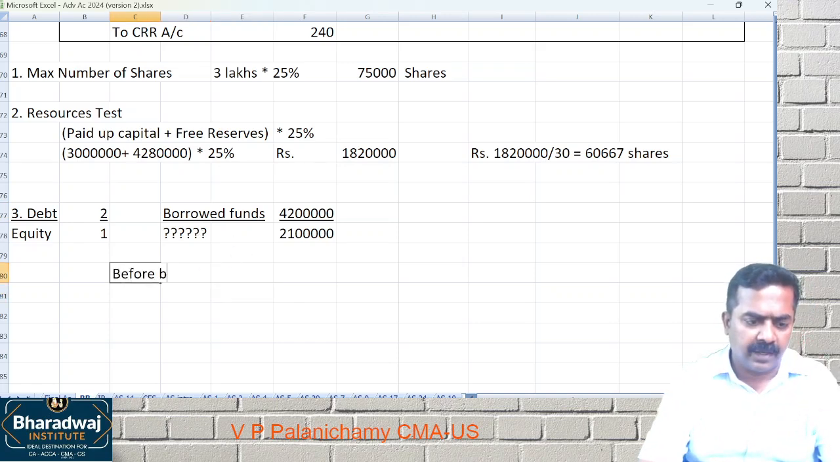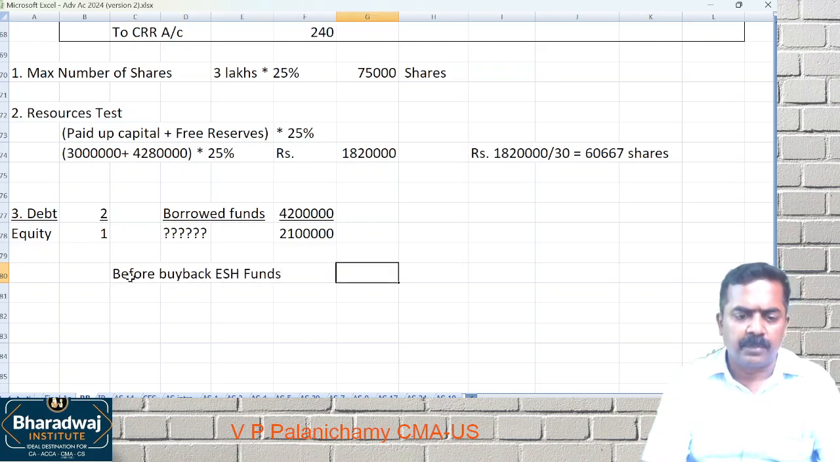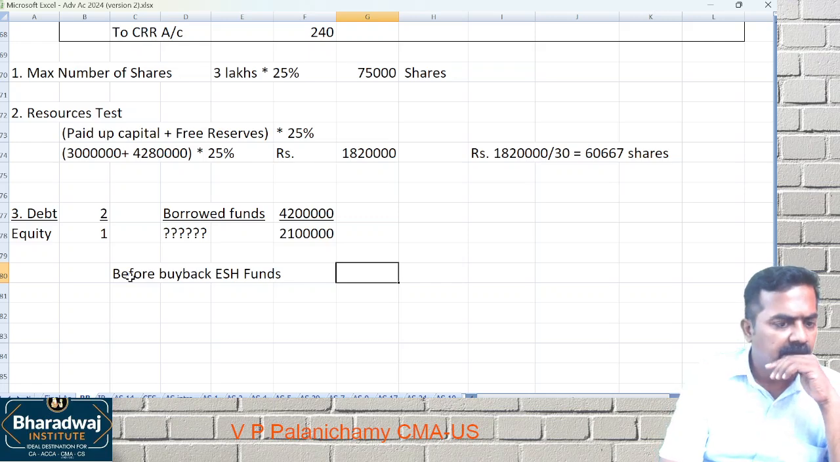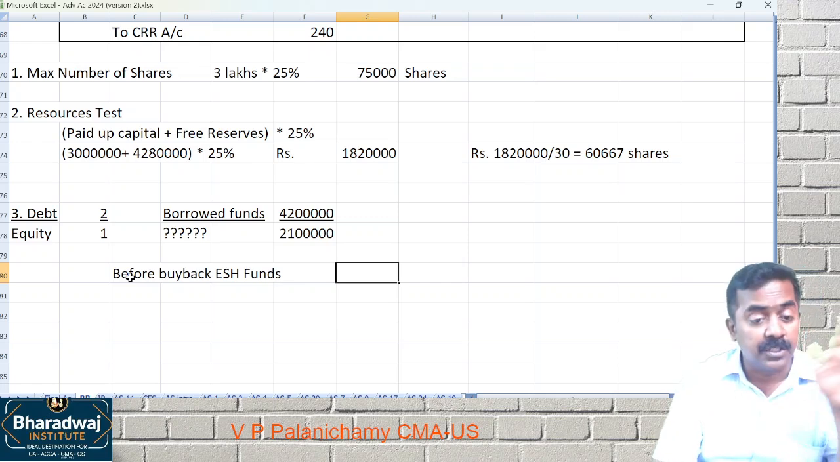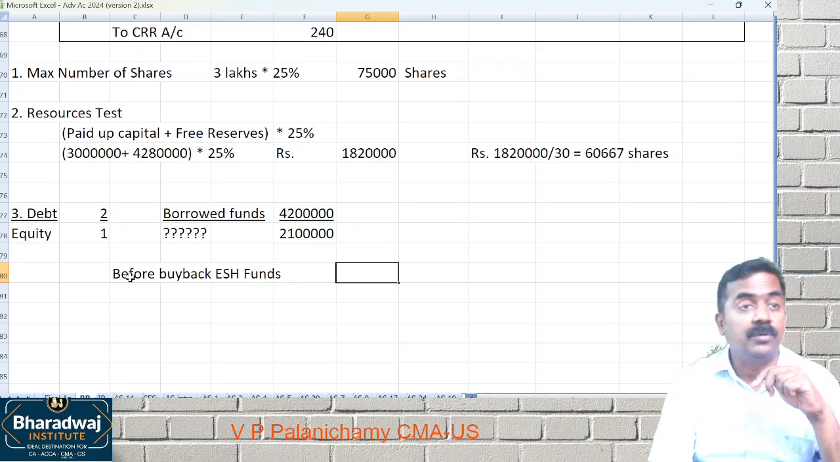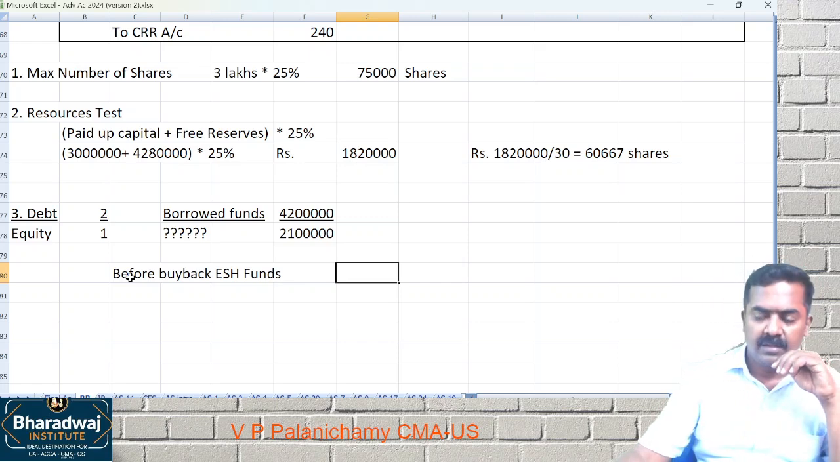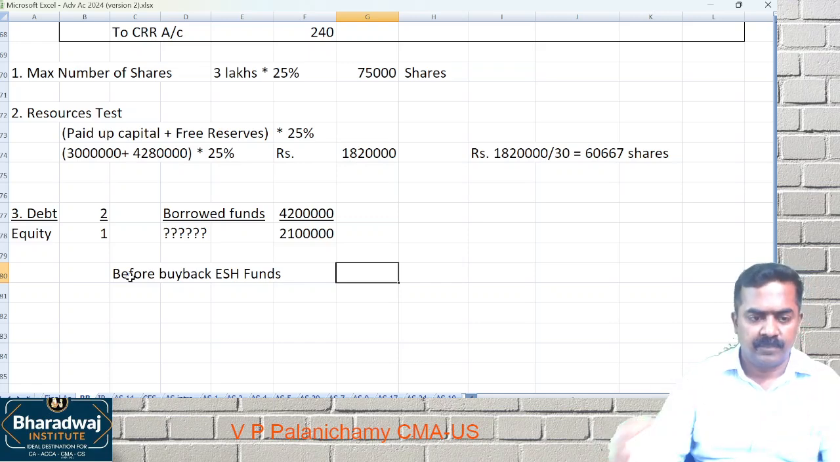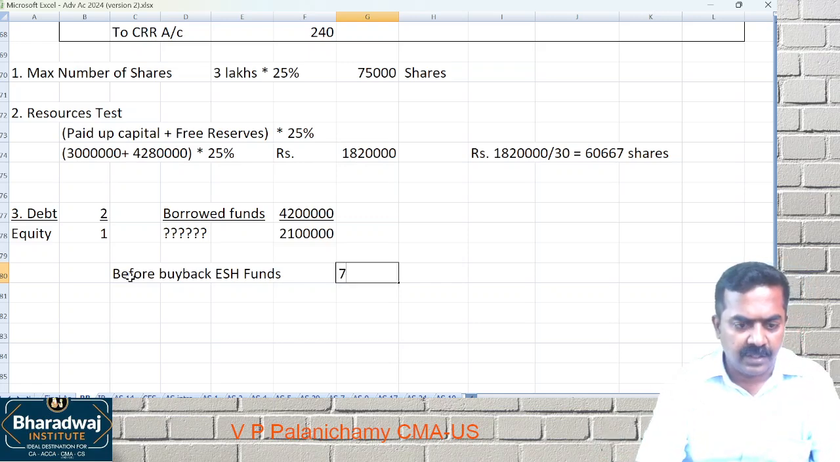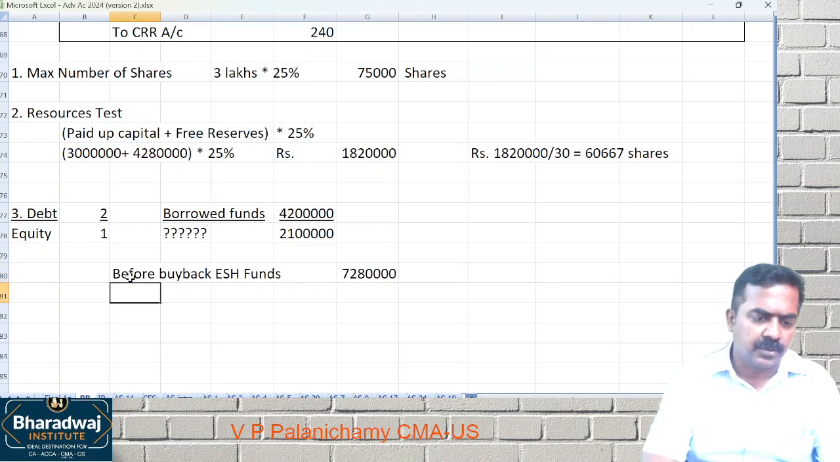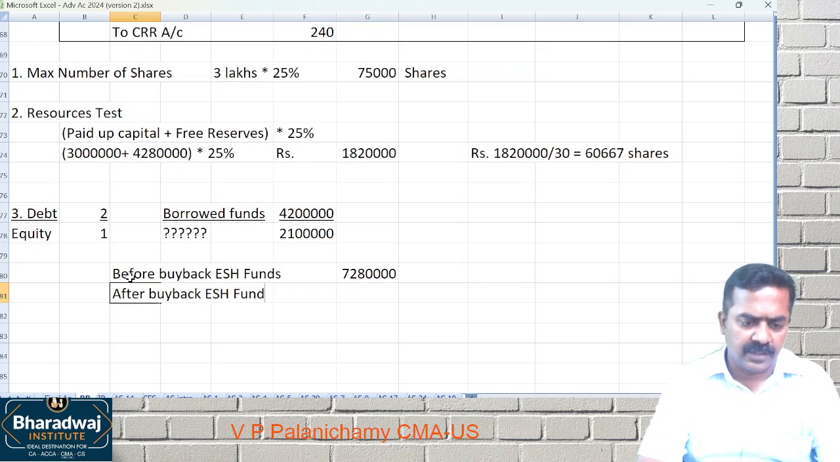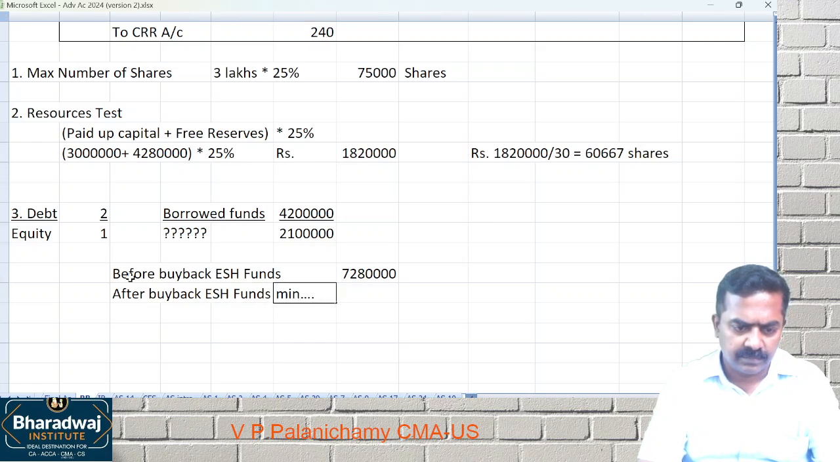So before buyback, how much are the equity shareholders funds? Equity shareholders funds, not equity share capital. Capital plus free reserves, 72 lakh 80,000. After buyback, how much must the equity shareholders funds be? Minimum 21 lakhs. So how much is the surplus?